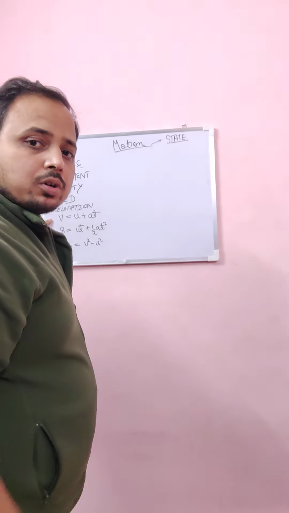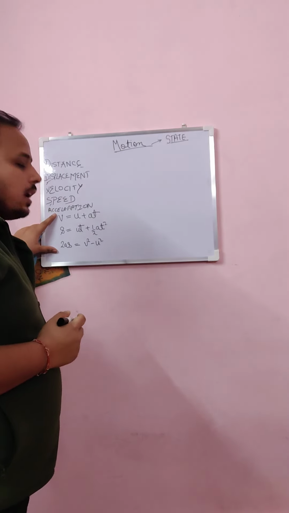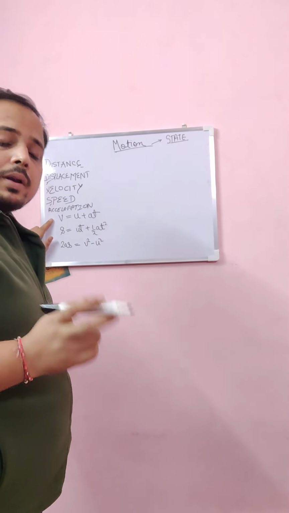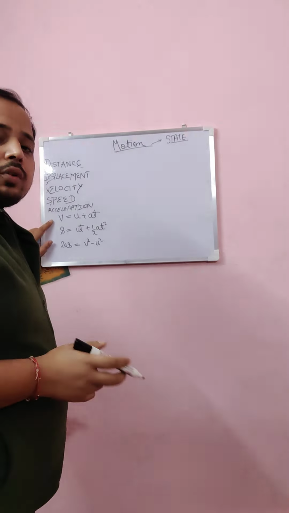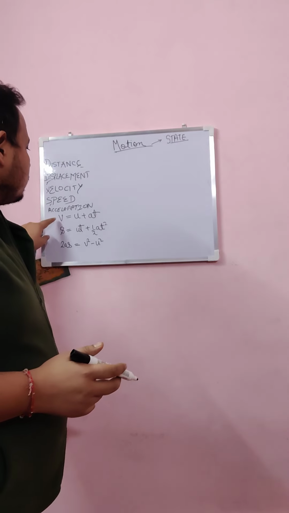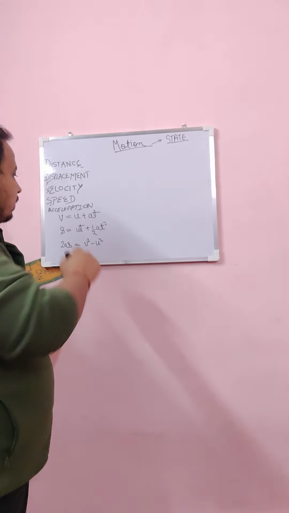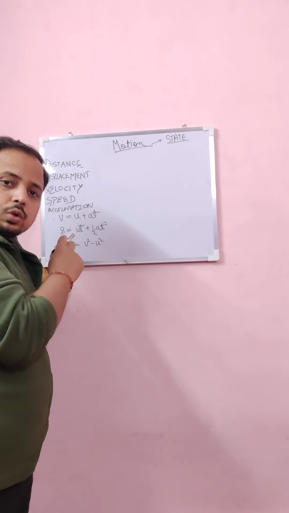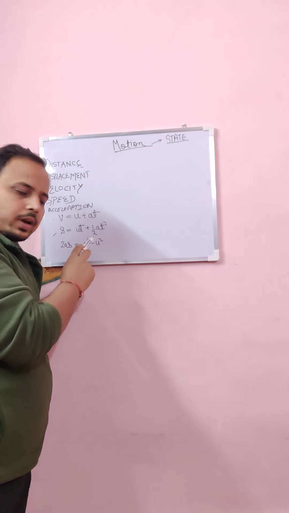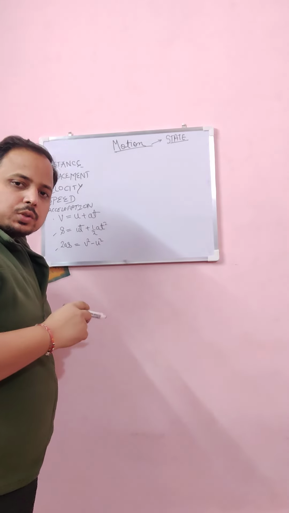So moving further, I will explain about these three equations of motion. These are the basic three equations of motion which you have to learn and remember, because these are required to solve very easy numericals to very tough numericals. You will be requiring these equations. So what are these equations? First, v is equal to u plus at. Second, s is equal to ut plus half at square. And third, 2as is equal to v square minus u square.